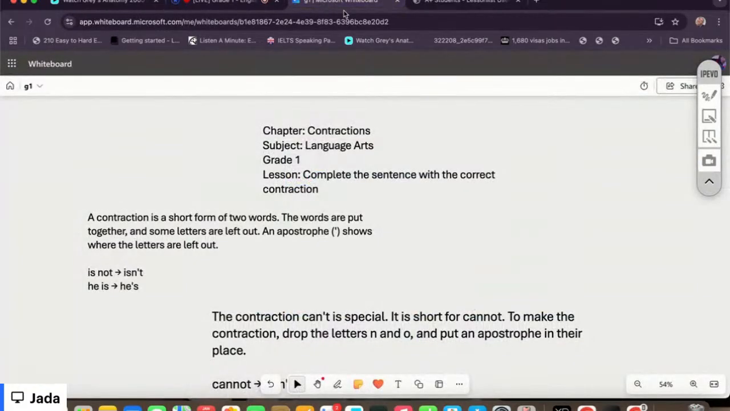Okay, so we will complete our lessons from contraction. We had it the last time and we did the first two lessons. Today we'll complete the last one.